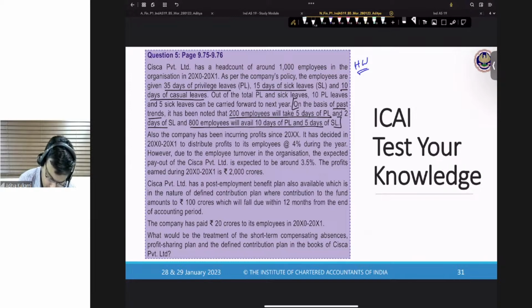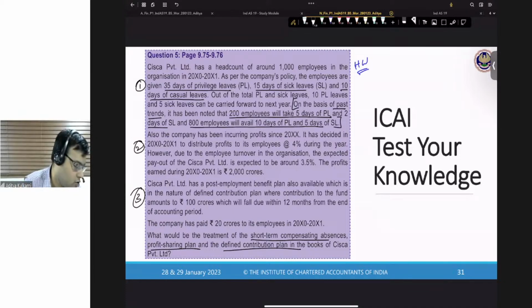What would be the treatment of the short-term compensating absences? This is the first part. The second part is the profit sharing plan, which is basically this paragraph. And the defined contribution plan is basically the third part. We have done all of this. So let us now quickly look at how to do the accounting. It's very simple, not at all difficult. The figures are also not that many.